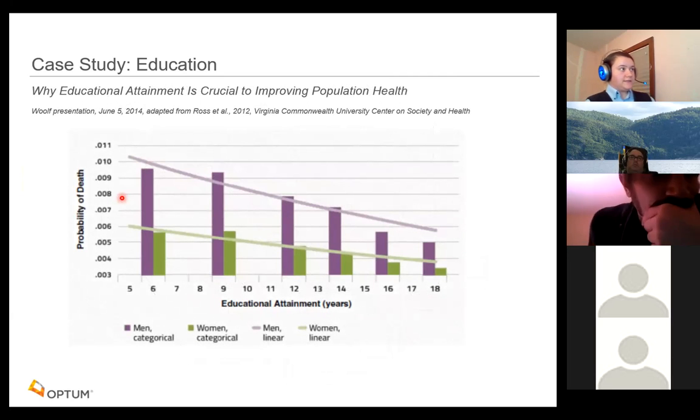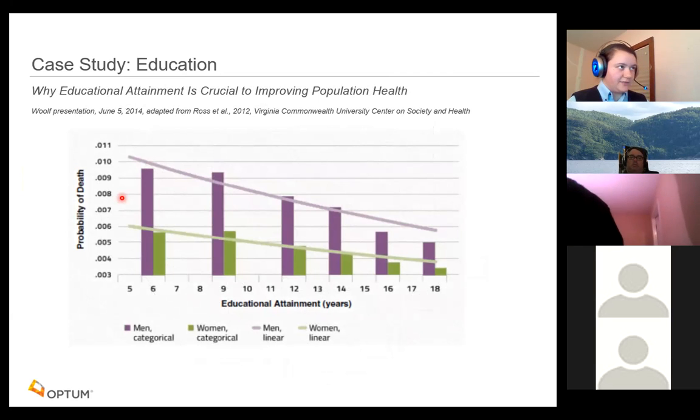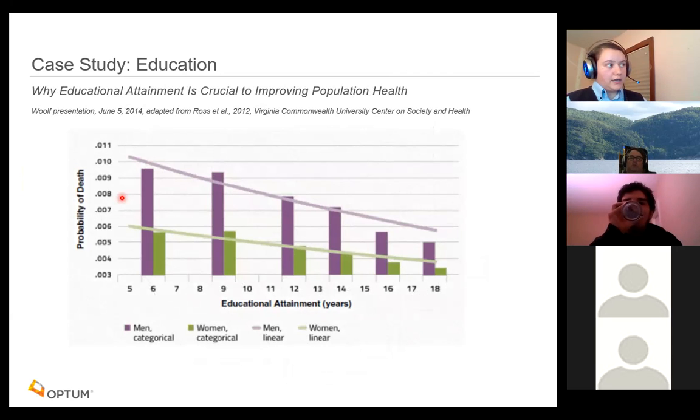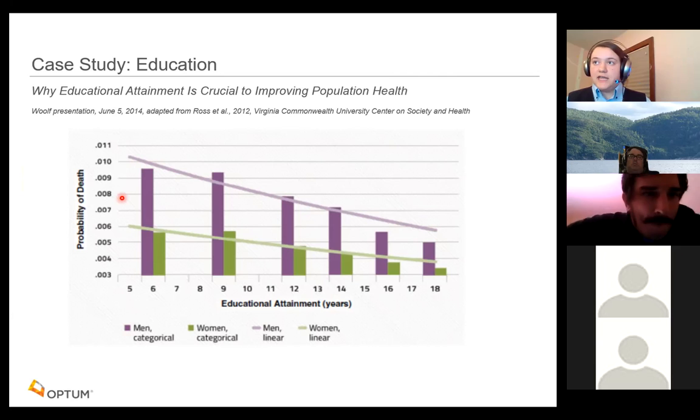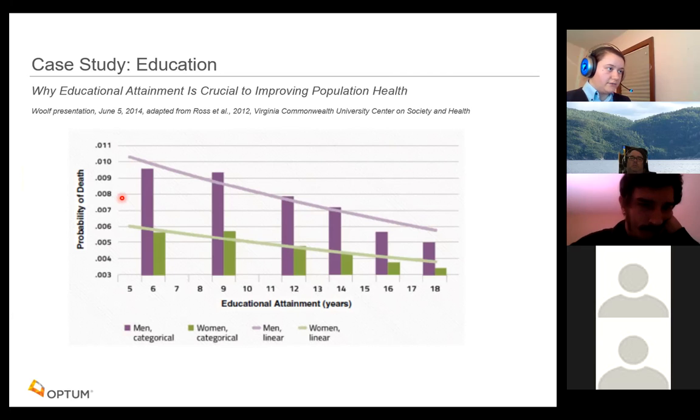A 2014 study, Why Educational Attainment is Crucial to Improving Population Health, found via data derived from regression modeling that probability of death was negatively correlated to number of years in educational attainment. So men is in the purple category, women in the green category, but you can see as you increase your educational attainment, you have a lower likelihood of dying. So interesting study, again, all before COVID-19.